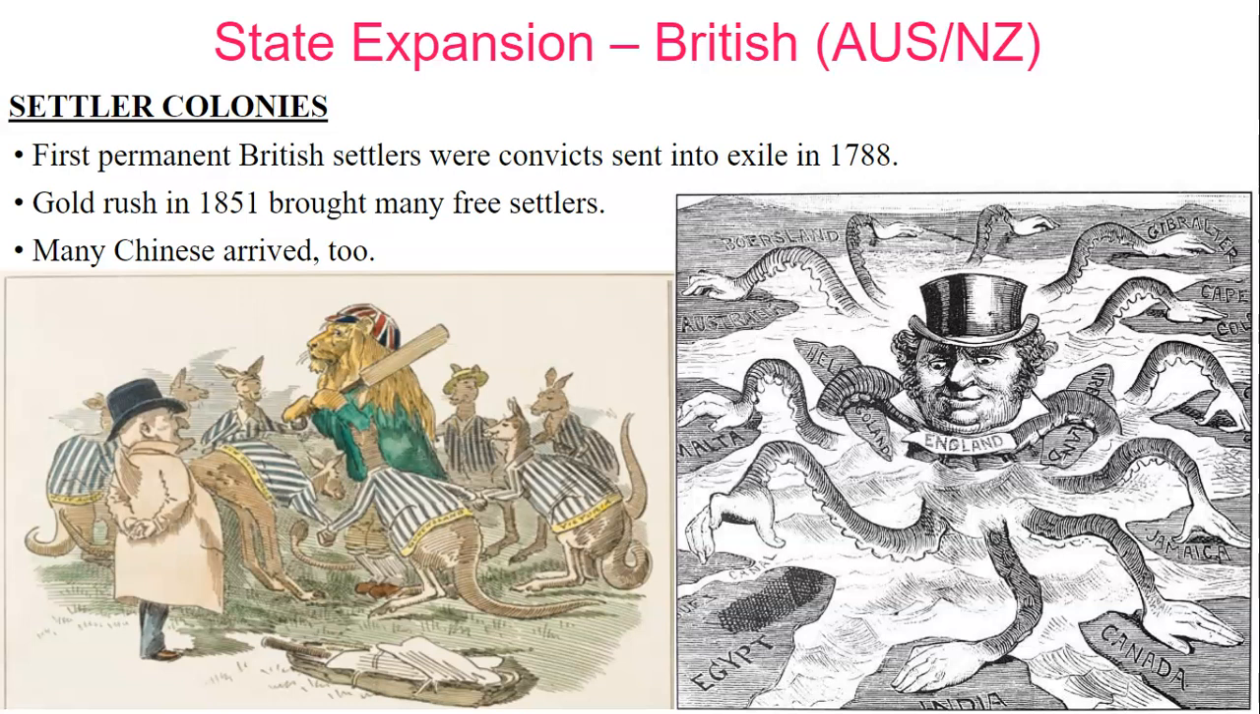And as you can tell from this cartoon, he has a hand in every part of the world. Egypt, India, Canada, Jamaica, there's Gibraltar, Australia, Malta. I can read Ireland there. A few other places, a little bit harder to read, but essentially he has his hand on everything. England has control over everything.